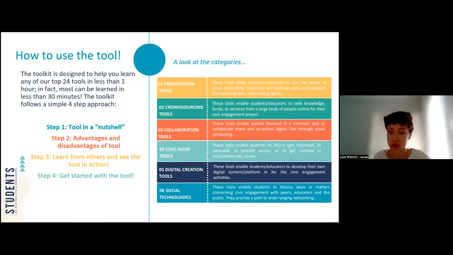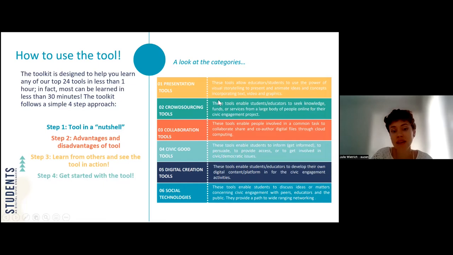So there are some presentation tools, crowdsourcing tools, collaboration tools, but also civic good tools. Those are tools that students can use to get informed or to get involved in civic and democratic issues. The toolkit also includes digital creation tools and social technologies. So social technologies are more networking tools, thanks to which students can engage with their peers, with educators, and with the public to discuss civic and democratic issues.